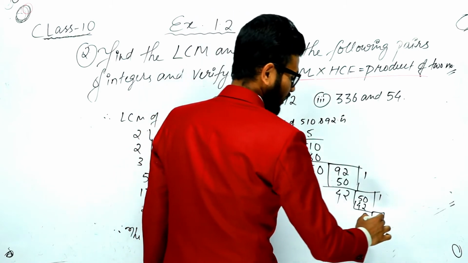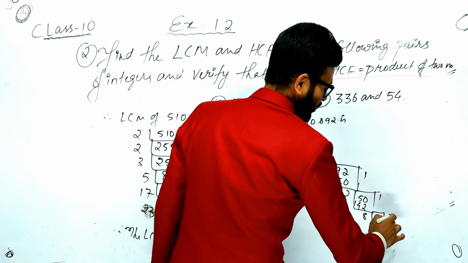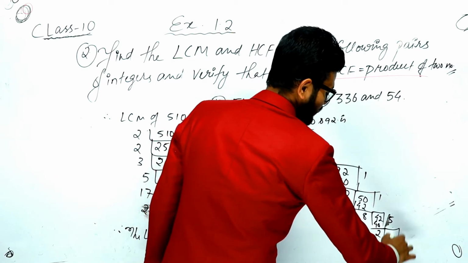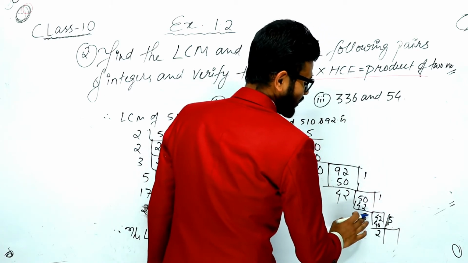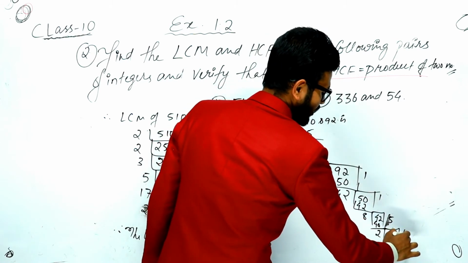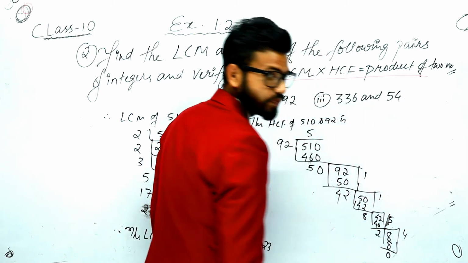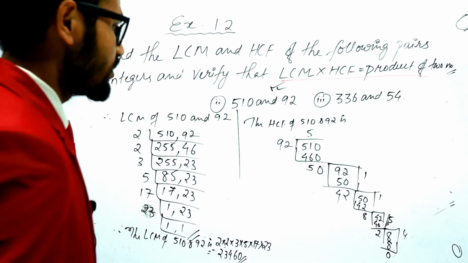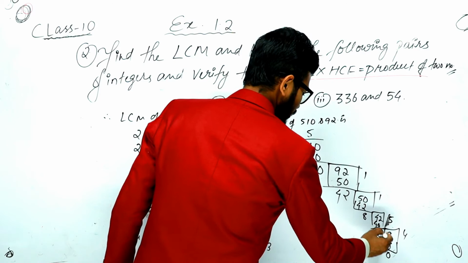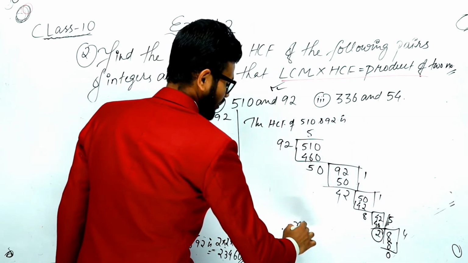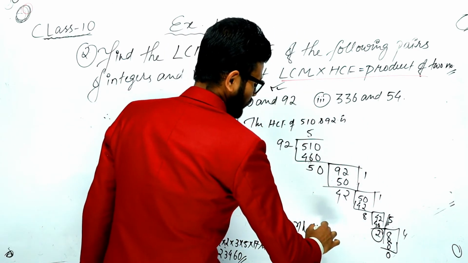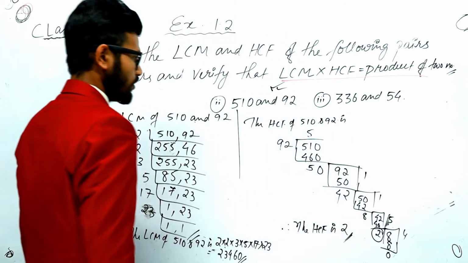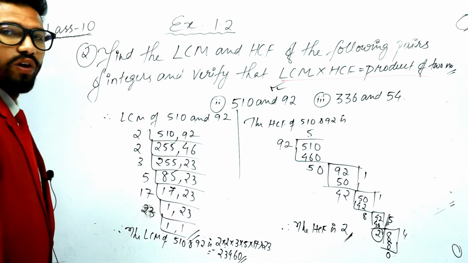8 5 ja 40. So what will get? Remainder 2. Let us divide with dividing to 8. 2 4 ja 8. Ultimately we got 0 for this 2. Therefore the HCF is 2. I hope it is clear.